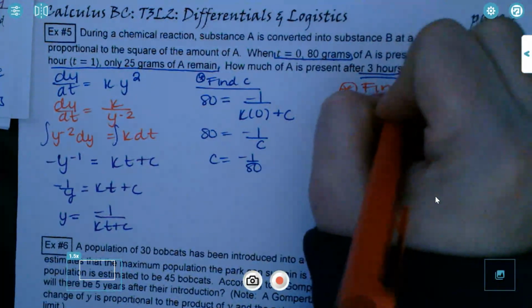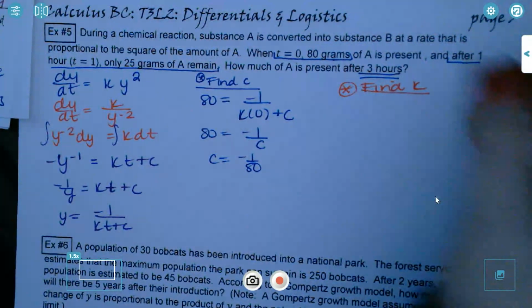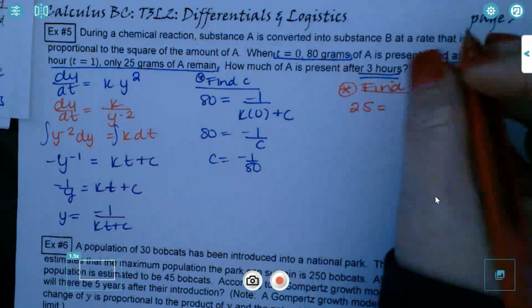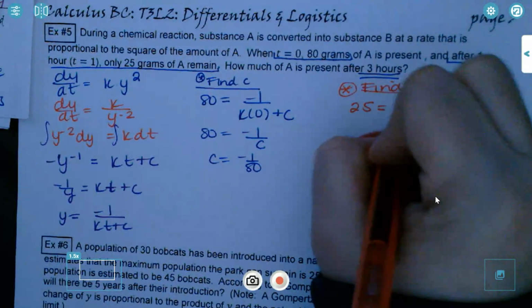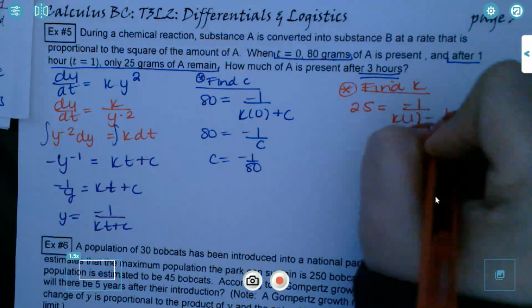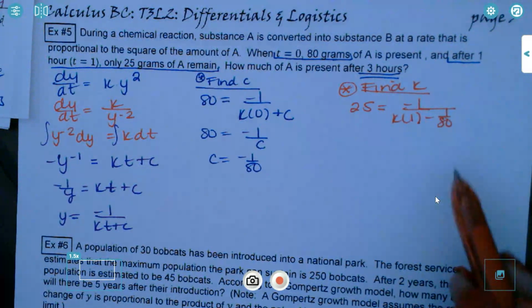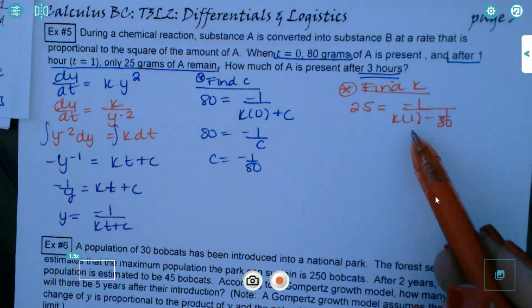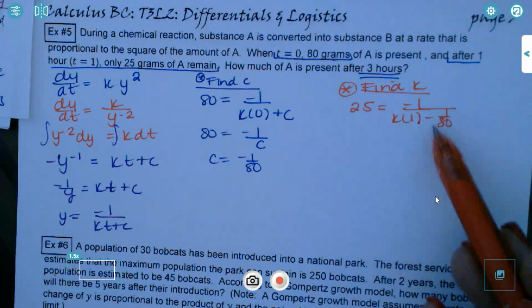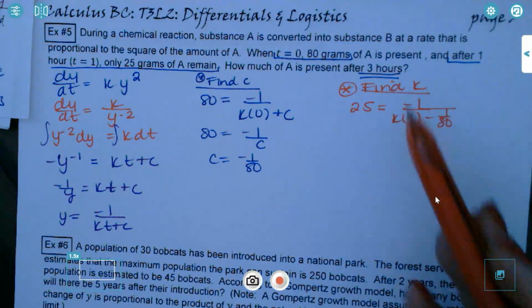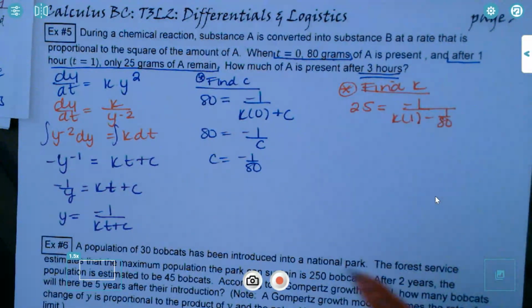All right, let's find k. So we'll use the second piece. 25 equals negative 1 over k times 1 minus 1 over 80, because now we know c is 1 over 80. Again, ultimately we're just trying to get k by itself. If your answer is going to be a decimal here, you can finagle this however you want, calculator-wise.